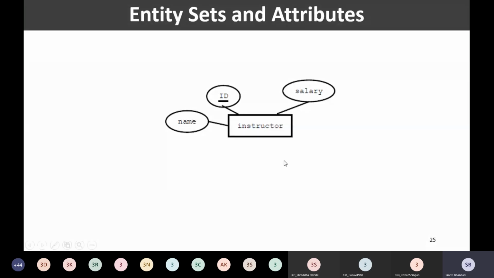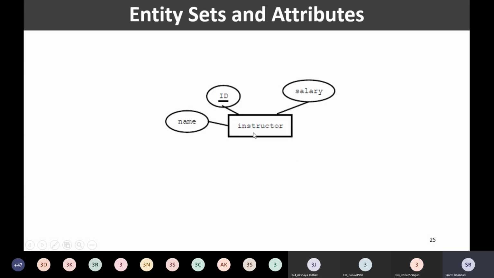As we mentioned earlier in our running example of the university database, we have identified earlier that instructor is our entity set. And for instructor, we have three attributes identified: ID of the instructor, name of the instructor, and salary of the instructor. So while drawing the ER diagram, we are making use of the notations now.